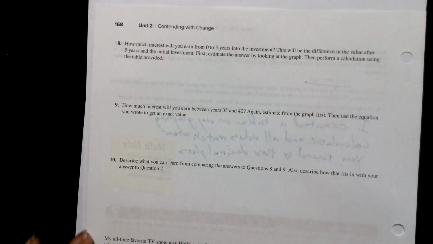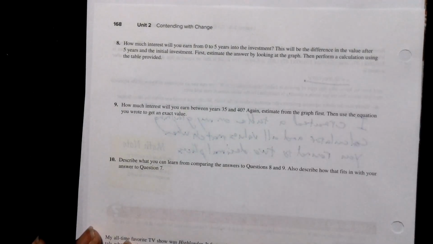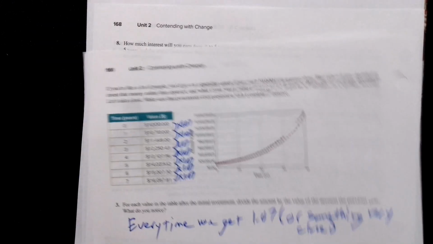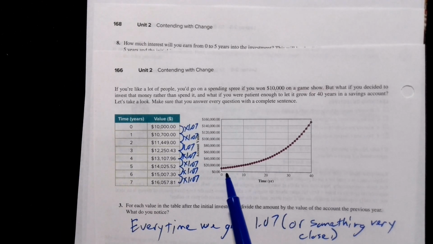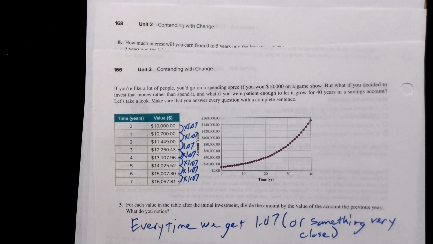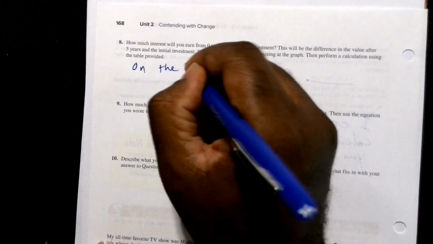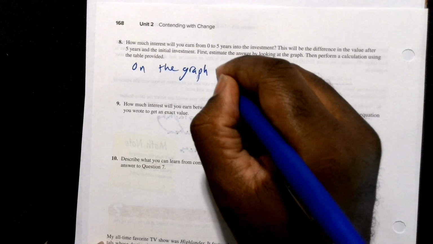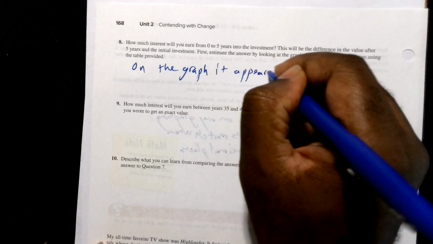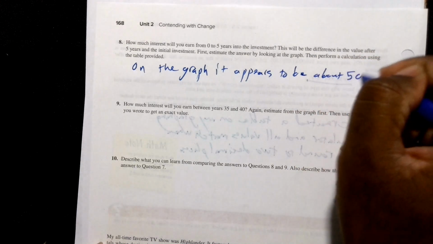Okay, so if we go from 0 to 5 years, let's go back here. If we go from 0 to 5 years, 0 to 5 years would be about in the middle here. So if you look here from 0 to 5 years, it's going to be about, maybe give or take, about $5,000. Okay, now, so on the graph, it appears to be about $5,000.